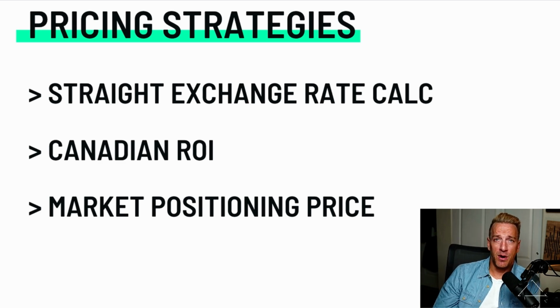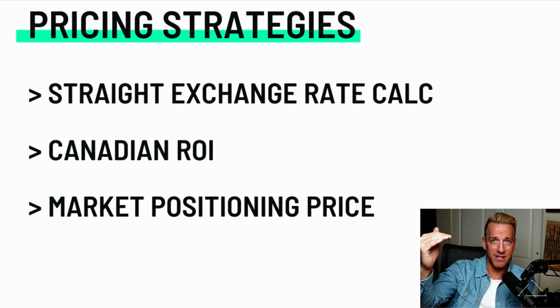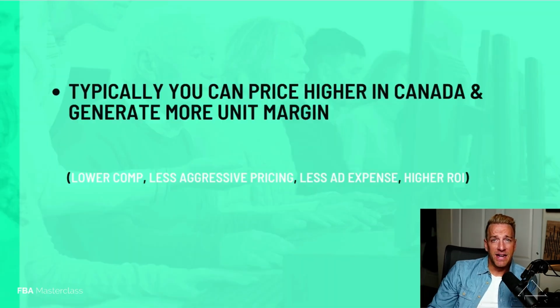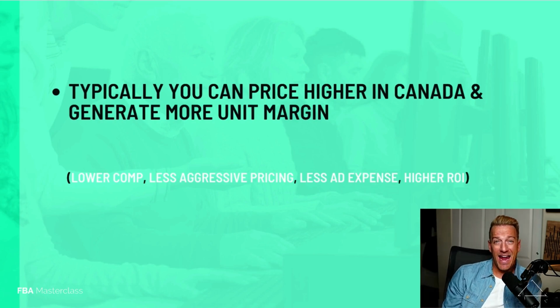And then the final way to price is just looking at market positioning. Regardless of the numbers, I think I've got to be priced here to be competitive against big brands, contenders, top organic results, etc. Price it at that amount for a while and see how successful you're going to be. And again, you can fuse these strategies together a little bit, but those are three different ways to be thinking about strategically approaching price in Canada. Typically you're going to find that you can price higher in Canada than you would in the US and generate more unit margin because there tends to be less competition, less aggressive pricing from competitors, less ad expense, and a higher ROI.